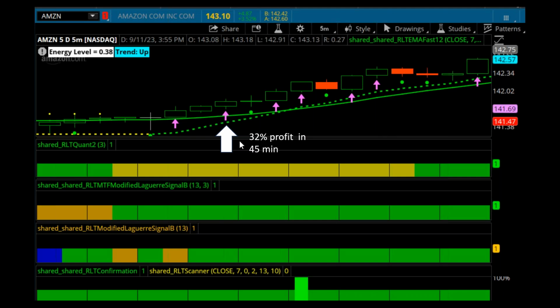Amazon, 32% profit. This is a 5-minute chart. We were in it for 45 minutes. We got in right here as the stock had a pop out of the box signal and came off the 15 EMA, so we bought this. We're in for 45 minutes. We get out right up here and follow that.